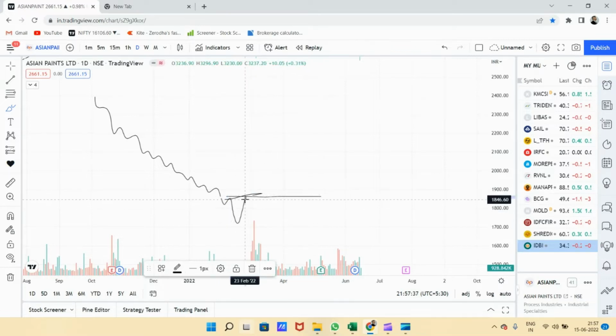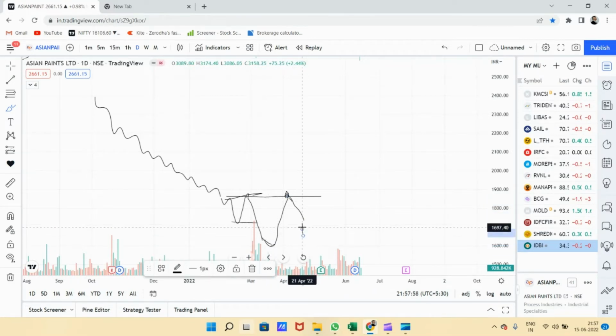The sellers shorted here also, and the price goes down and breaks the previous low, and the buyers push the price up. The buyers are very strong, so they push the price up and it comes here, and again sellers sell and short the stock, but buyers didn't wait for this level to come, they bought right here itself.